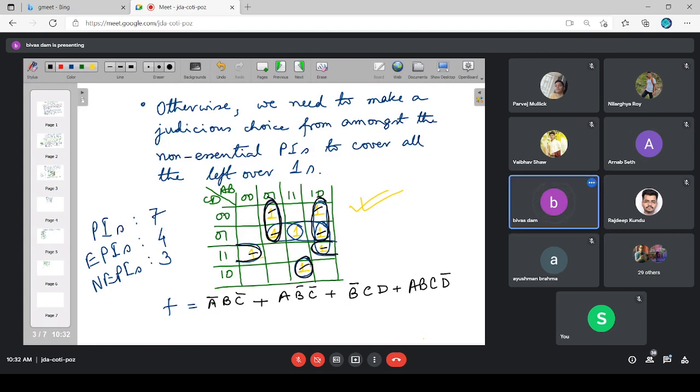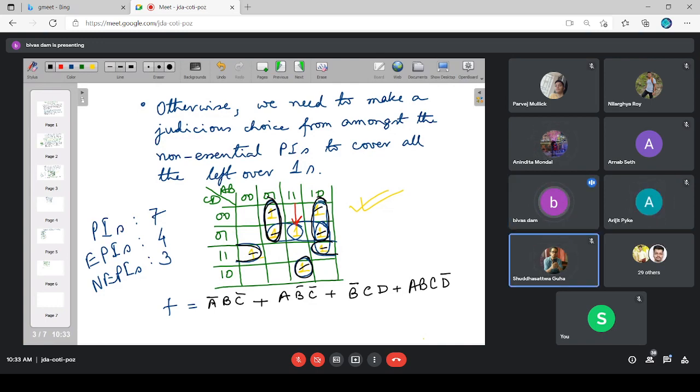Now, after including all the essential PIs, are we able to include all the cells containing one? No, sir. This one is left. This cell is yet to be covered. So, to cover this cell, I have to make a judicious choice from among the non-essential PIs which are covering that particular cell. Now, how many non-essential PIs are there which are covering this particular cell?